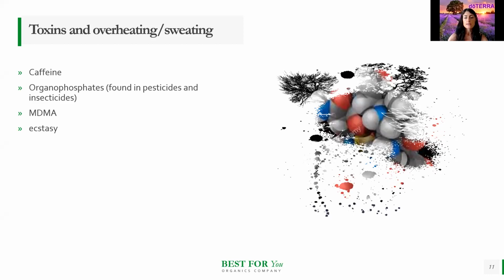So certain substances and toxins like caffeine, organophosphates, and MDMA, which is ecstasy, can increase the thermogenetic effects within the body, increasing thermoregulation, resulting in overheating of the body and sweating. Cholinergic toxicity caused by organophosphates, which are found in pesticides and insecticides, increases sweating alongside the other systemic effects.